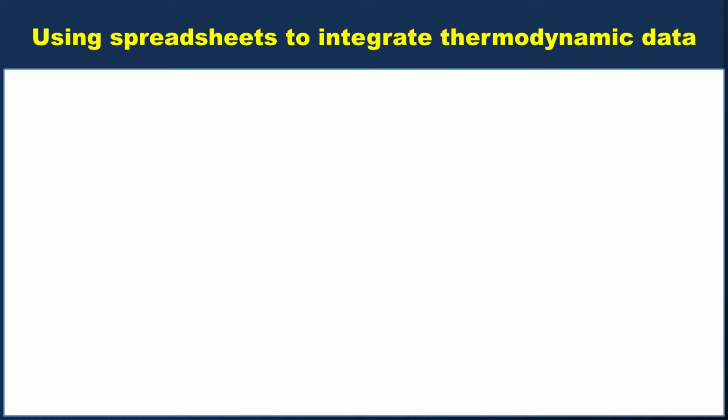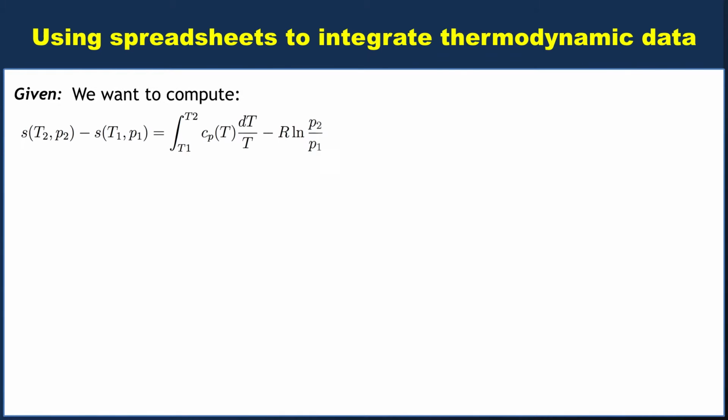I wanted to go through an example of using a spreadsheet program to integrate NIST data. Imagine that we're given the following expression for the change in specific entropy for an ideal gas. There's this integral, the integral from T1 to T2 of Cp dT over T. And if you recall, a standard way of solving it, if Cp varies with temperature over the temperature range under consideration, is to use these s° values in the back of the textbook.